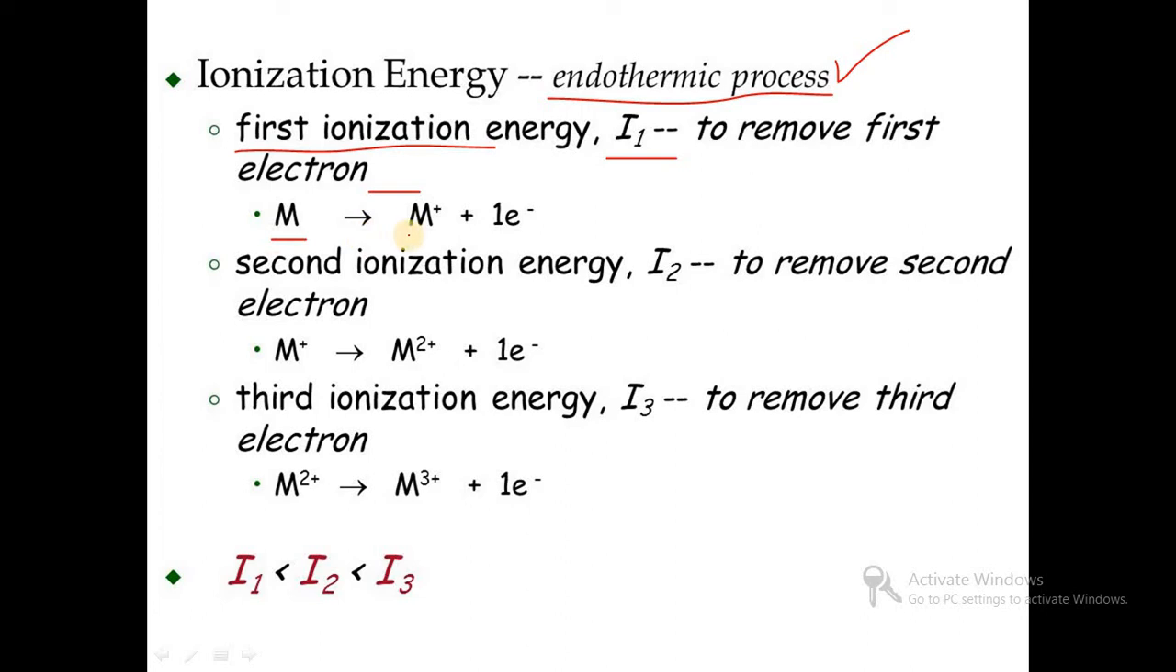In the case of first ionization energy, I want to remove the first electron: M converts into M plus plus an electron. For the second ionization energy I2, to remove the second electron, M plus gives M 2 plus plus 1 electron. For the third ionization energy I3, to remove the third electron, M 2 plus gives M 3 plus plus 1 electron. And here the third ionization energy is greater than the second, which is greater than the first.